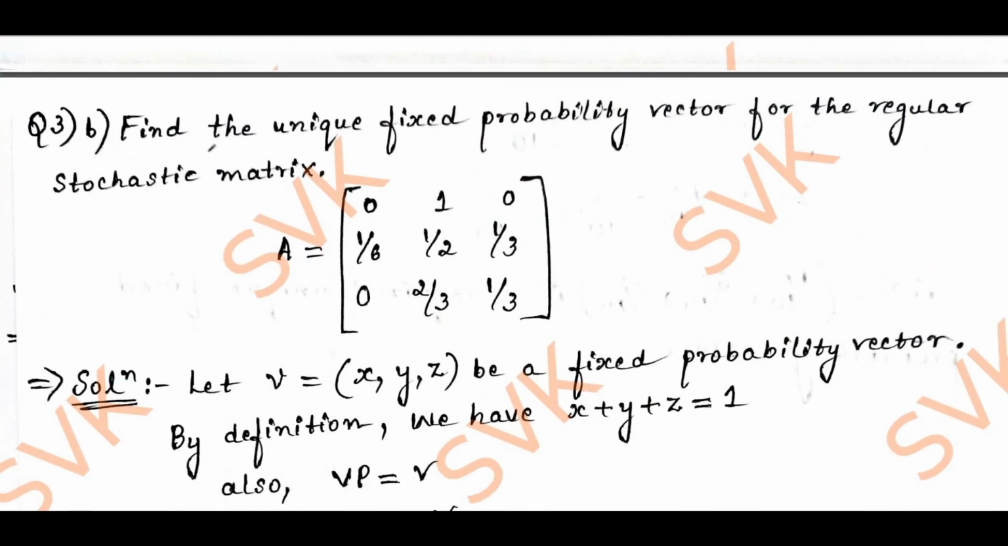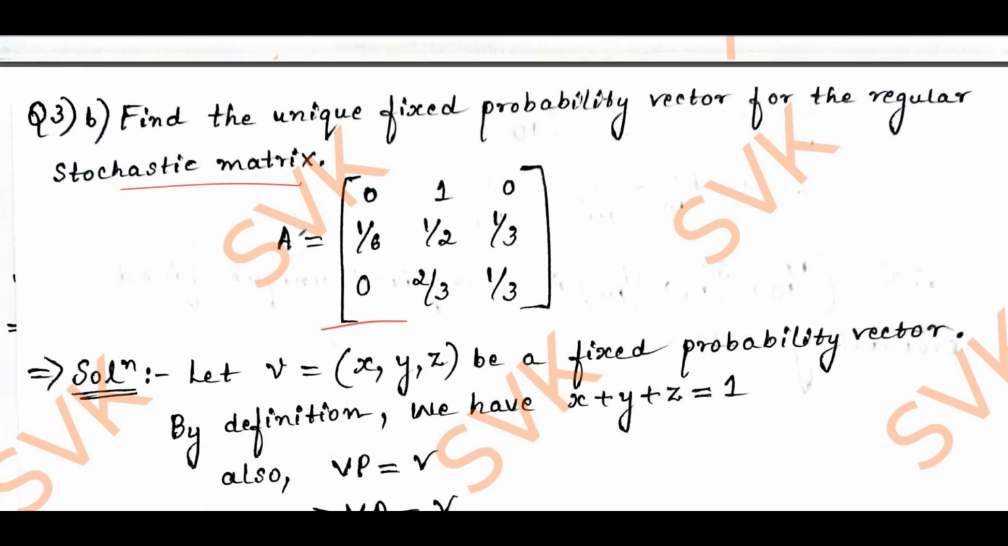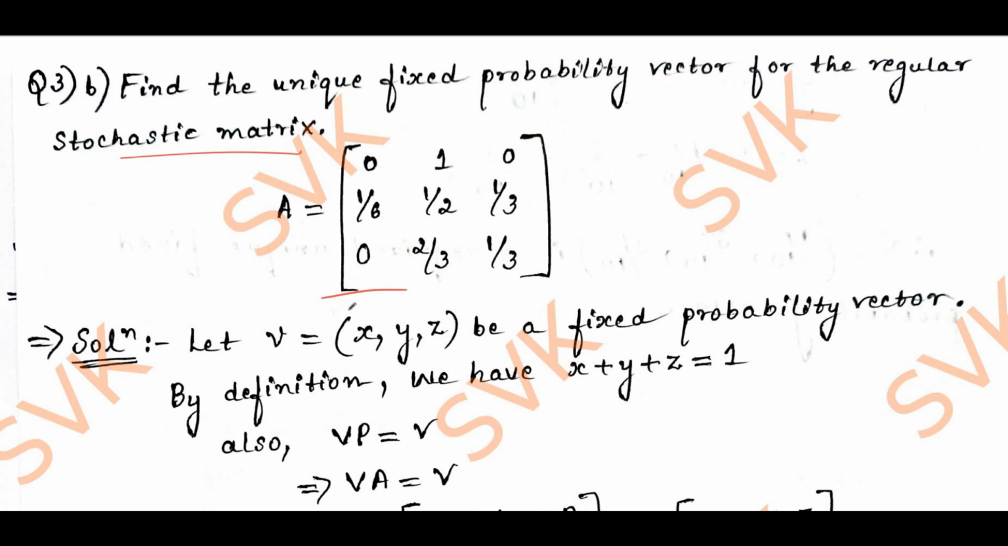So moving on to question number 3b, it is of stochastic process or Markov chain. They are asking, with the Markov chain, to find the unique fixed probability vector for the regular stochastic matrix. They have given the matrix called A. So consider that matrix, and we need to find a unique fixed probability vector called V. Let V equal to xyz be a fixed probability vector.